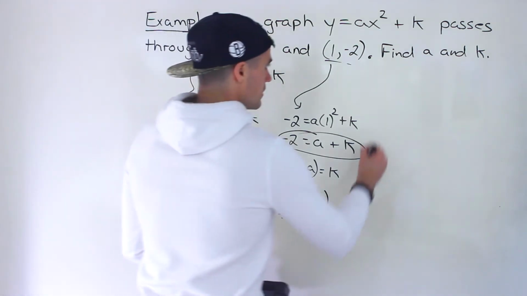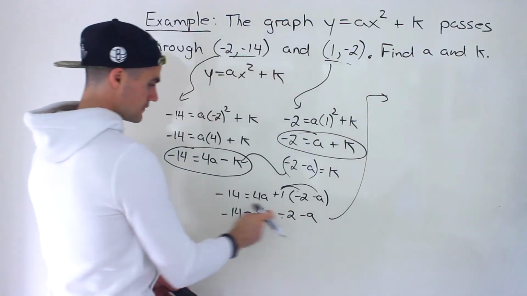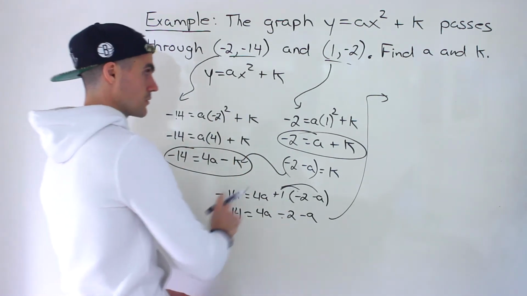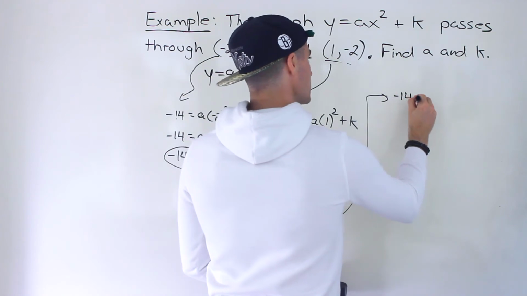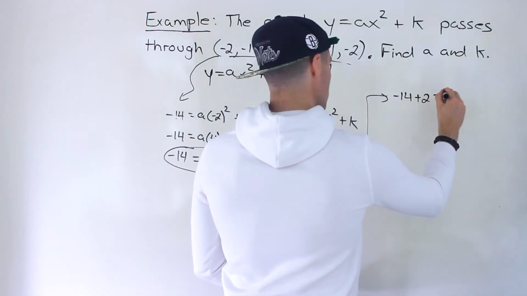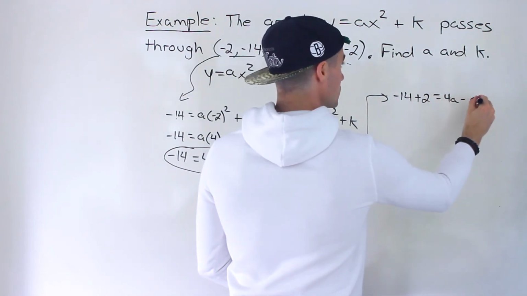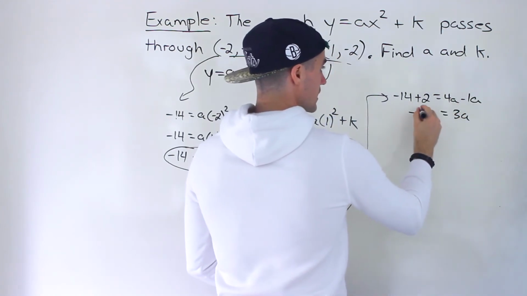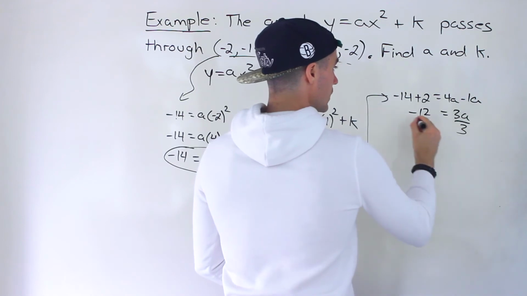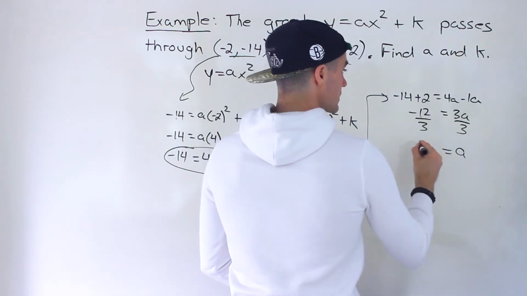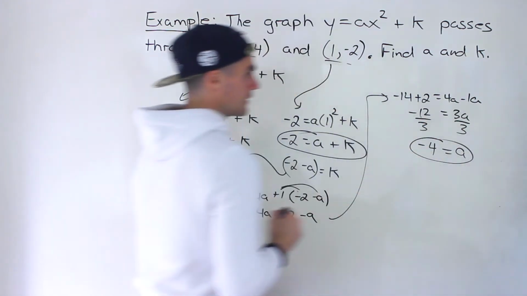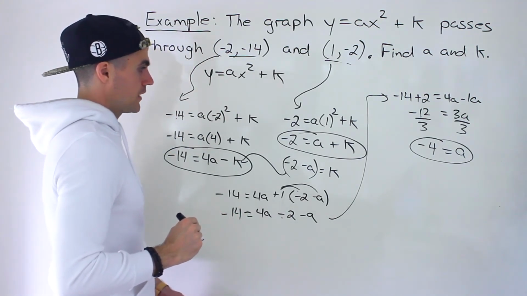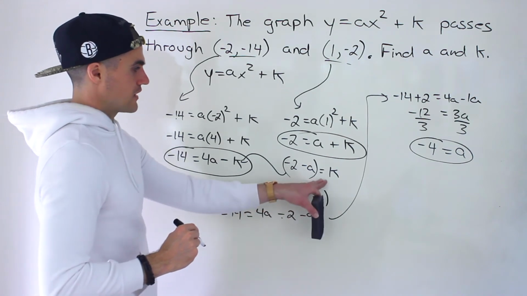And then from here, let's bring the -2 over. Let's keep the a's on one side, all the numbers on the other. So the -2 I'm going to bring over, we'll have -14 plus 2 equals 4a minus a, which is 3a. -14 plus 2 gives us -12. Divide both sides by 3. a is -4, like that.